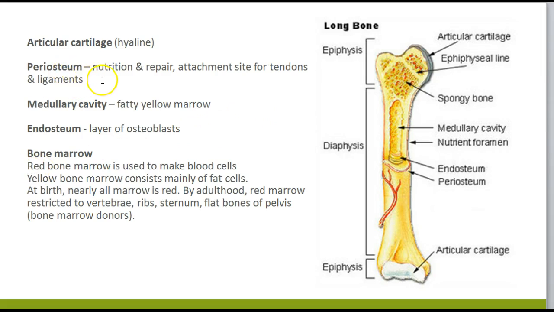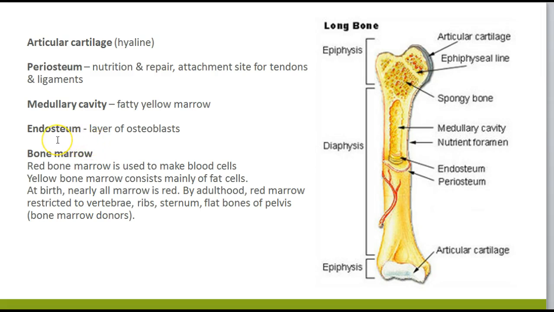So the periosteum, its function is nutrition and repair, and it's also an attachment site for tendons and ligaments. Okay, the medullary cavity, which is fatty yellow marrow, and the endosteum is a layer of osteoblasts. We'll talk a little bit more about osteoblasts in a couple of slides.